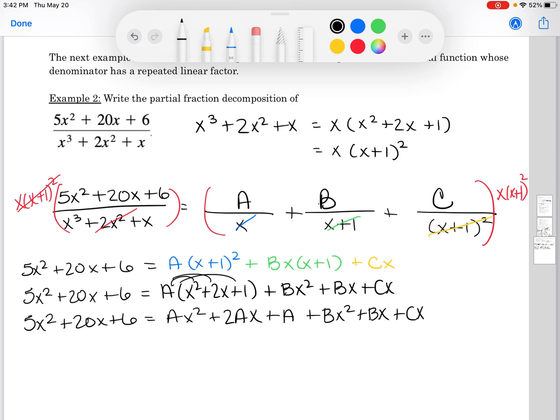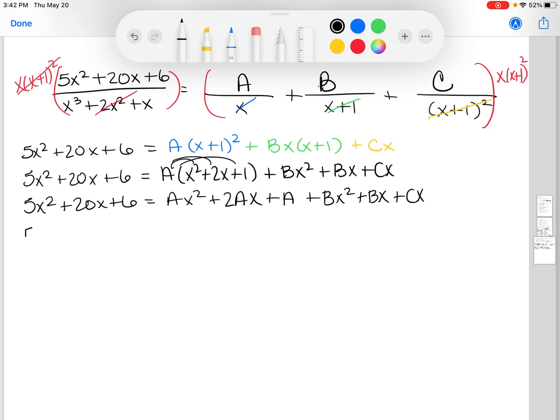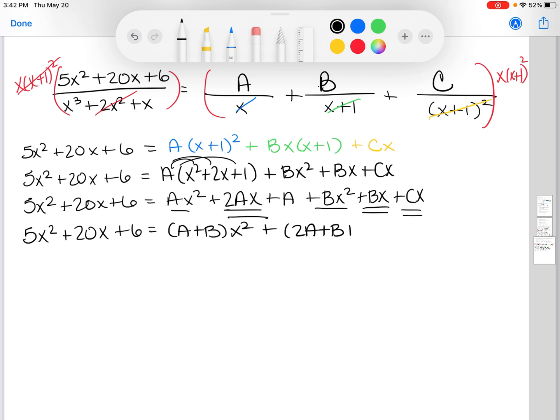Okay. So the next thing I want to do is group my x squareds, my x's, and my constants. So I have ax squared and bx squared, so that's a plus b times x squared. Plus, I want to group all my x's. So that's 2a plus b plus c times x, plus, and then my constant a. Okay. So the next thing I want to do is, using the same logic, something times x squared plus something times x plus something. So those somethings have to be the same.